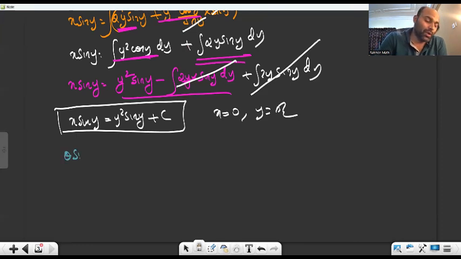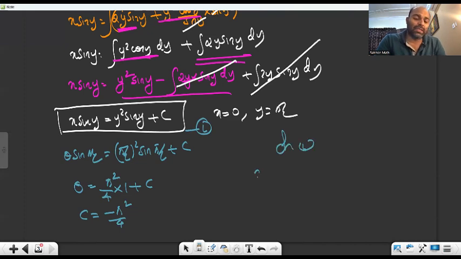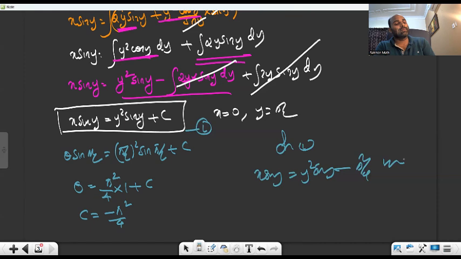So 0 into sin pi by 2 equals pi by 2 square sin pi by 2 plus c. This is 0 equals pi square by 4 into 1 plus c. So c value equals minus pi square by 4. Put this in equation number 1. From 1, x sin y equals y square sin y minus pi square by 4, is the required particular solution.